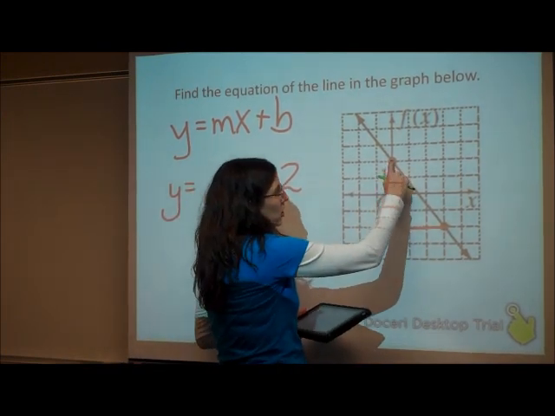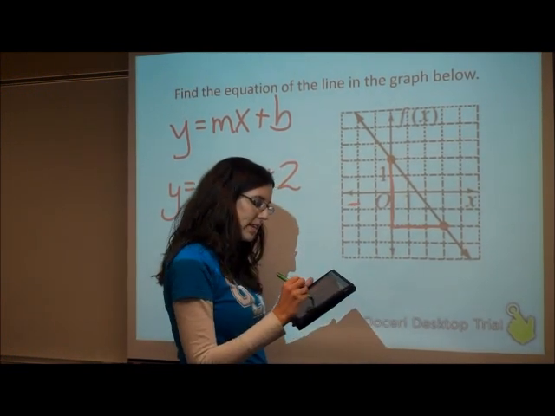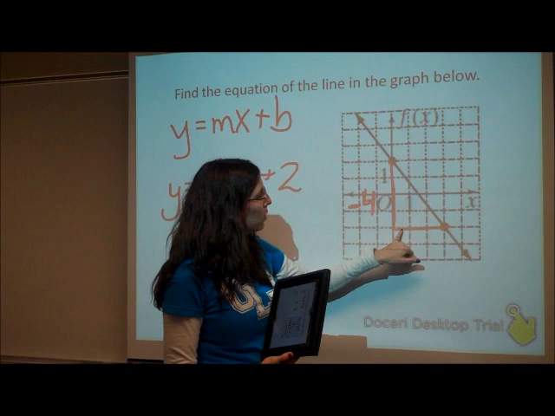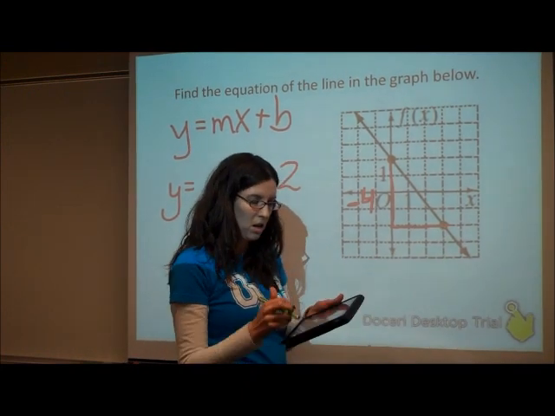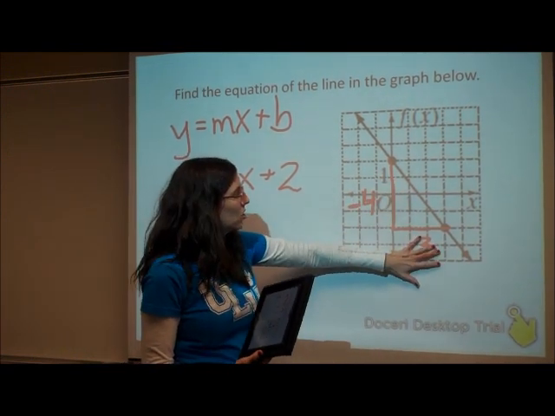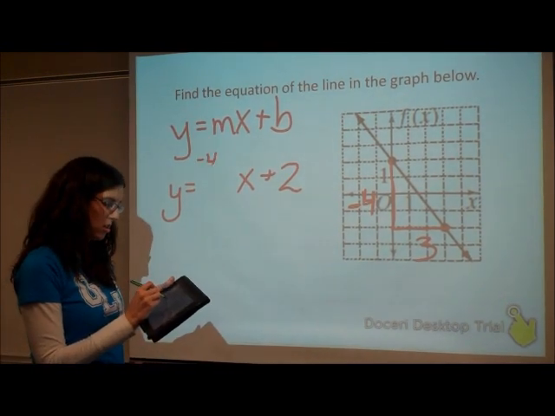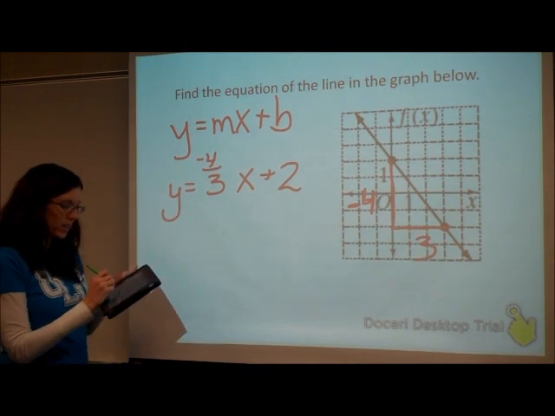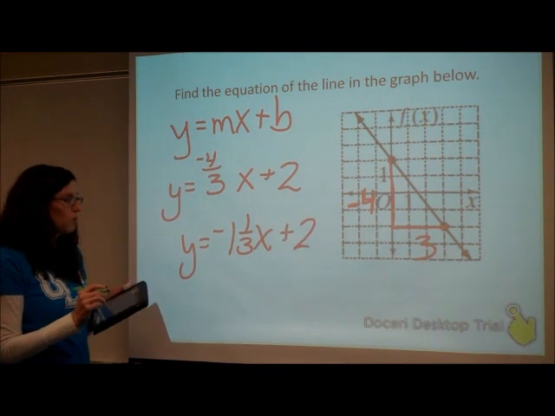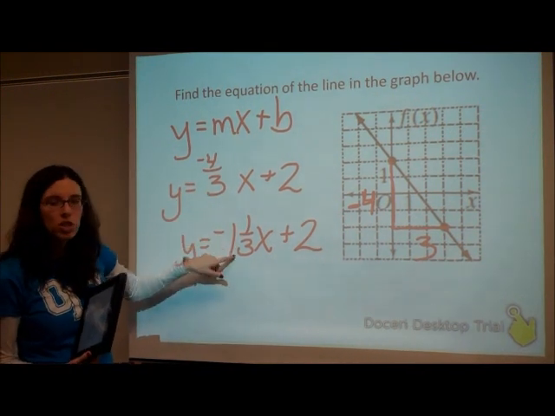So if we look, starting at this point to get here, I'm going 1, 2, 3, 4 spaces down. Going down is negative. Then we're going right 1, 2, 3. And right is positive. So slope is our rise, the vertical distance over horizontal. So our slope would be -4/3. Or you could write that y equals -1 1/3 x plus 2. Either one of these would be correct. Okay, as long as it's the negative, those are equivalent.